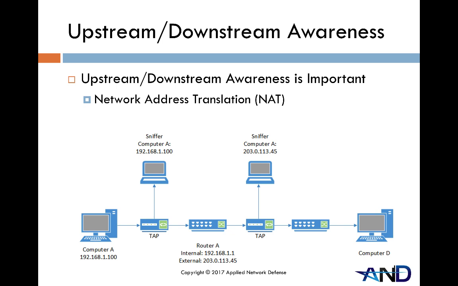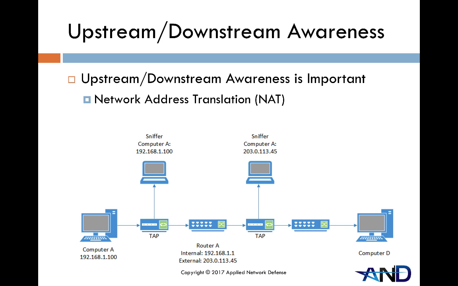So if it actually just took the source IP address of the transmitting system and sent that along, what do you think would happen? Well, the destination device would have no way to send a response back. That's because the 192.168.1.100 address is the internal network range for computer A's network, and the network upstream has no knowledge of that address space.